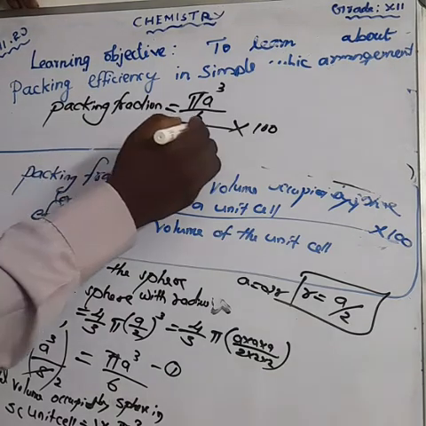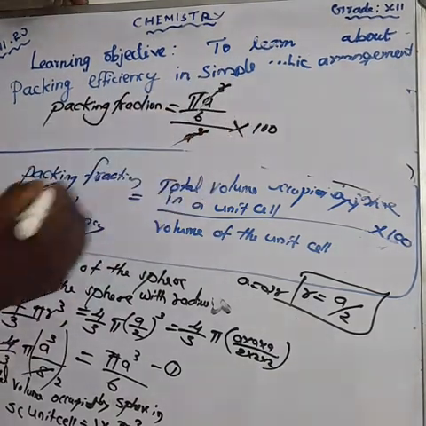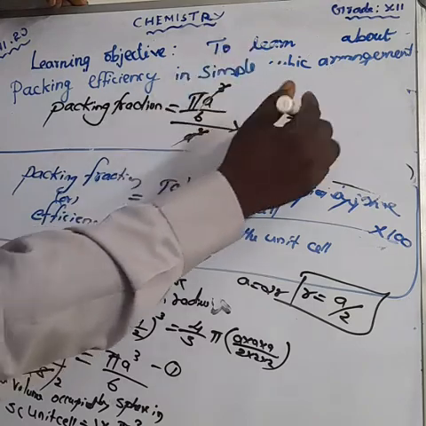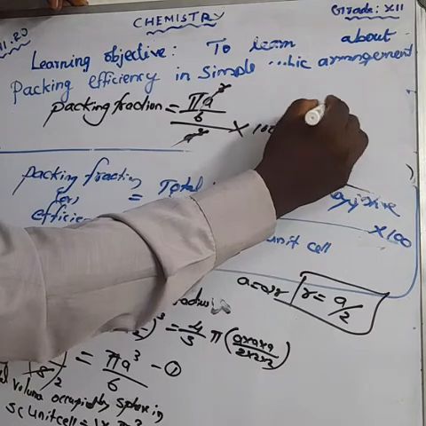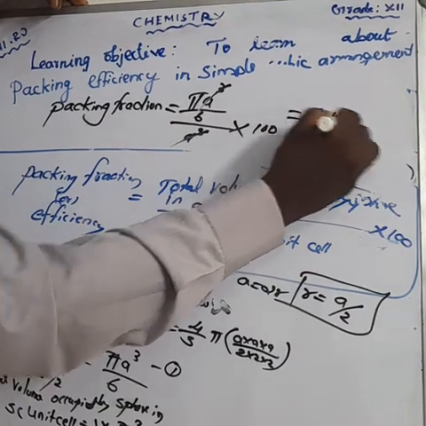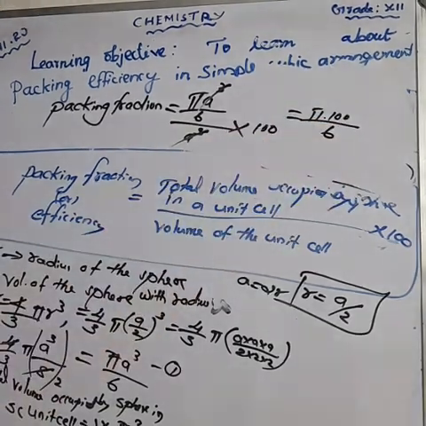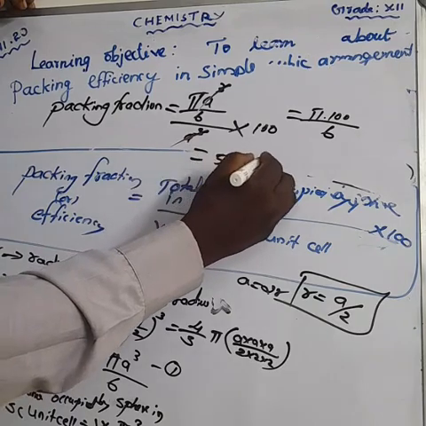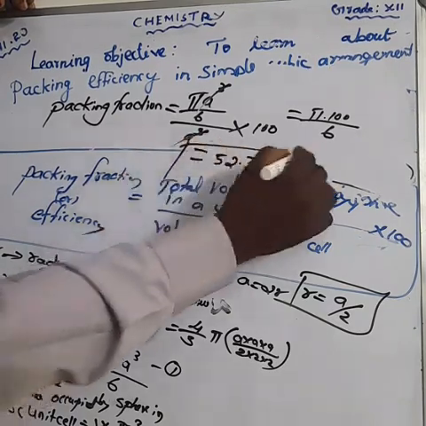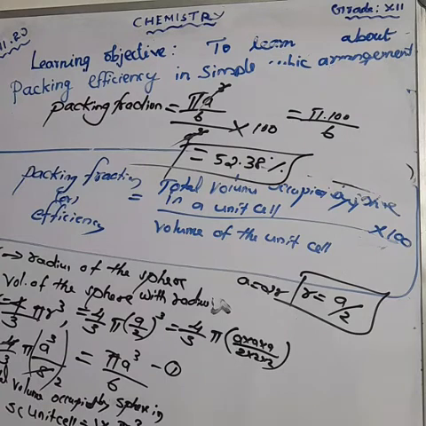Okay, so we can be cancelling. So what is the answer? 100 into pi is equal to pi 100 divided by 6. When you are dividing 100 by 6, what's the answer? 52.38%. This is the available volume space occupied by the sphere in a simple cubic packing.